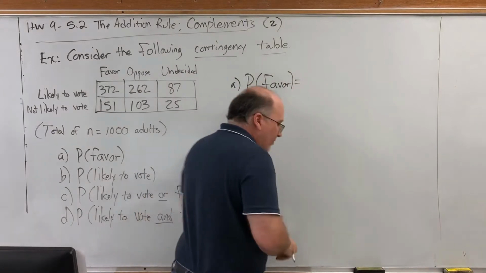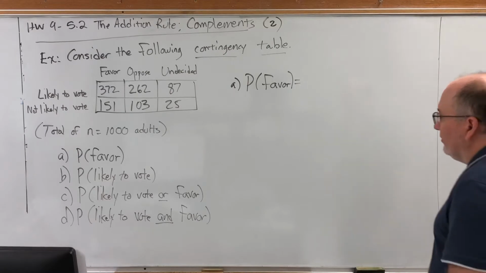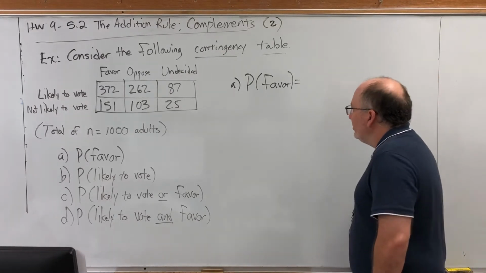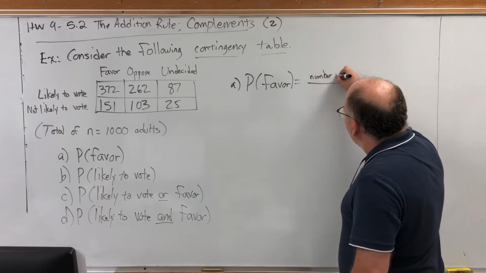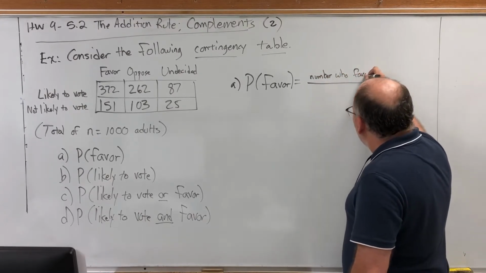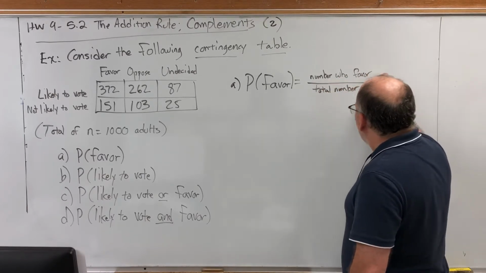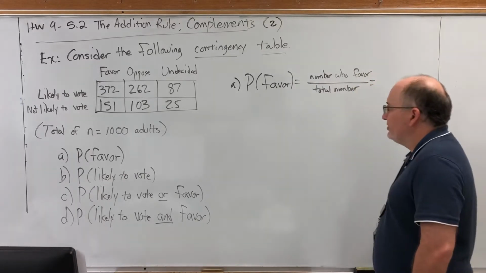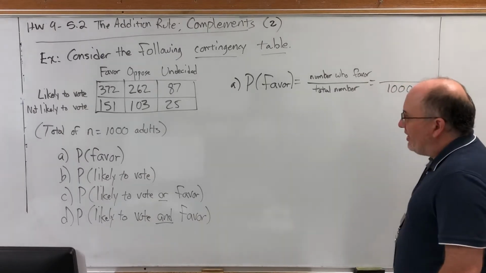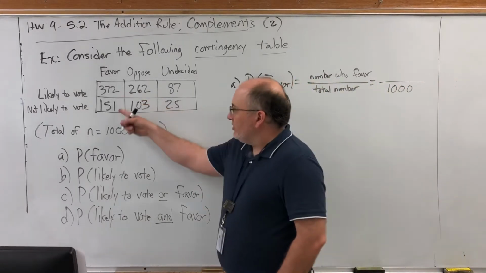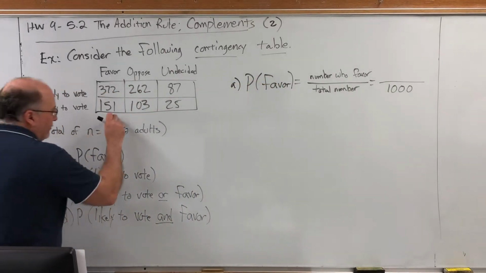If we want to know the probability that one of these 1,000 voters favors the bill or the proposition, we need to know two numbers. We need to know the number who favor and compare that to the total number. So basically, what fraction of the 1,000 adults favor the bill? Well, out of the 1,000, these two numbers represent the ones that favor it. So let's just go ahead and add those up real quick.